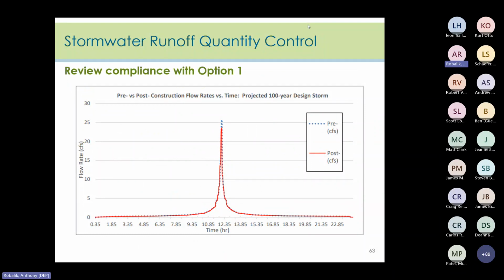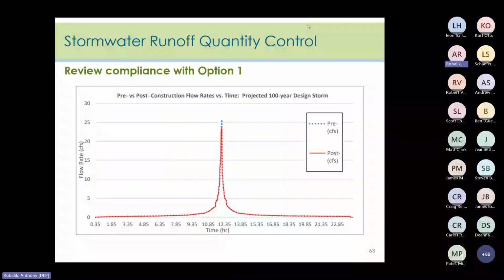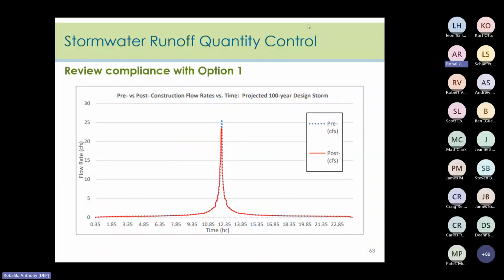So here's an example of a post-construction hydrograph exceeding the pre-construction hydrograph. In this case, the hydrographs are for the projected 100-year storm event. At first glance, the difference appears to be negligible. However, the rules do not permit any exceedance. And if we were to zoom in on this hydrograph, and we'll do that on the next slide, we would see that the post-construction hydrograph has a higher flow rate than the pre-construction at several points in time.